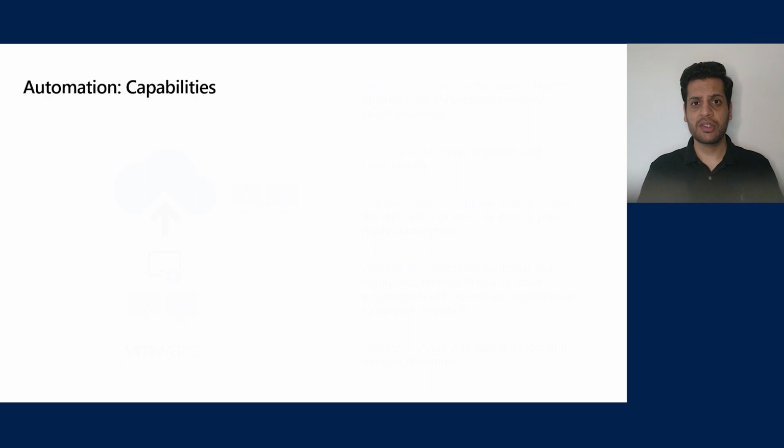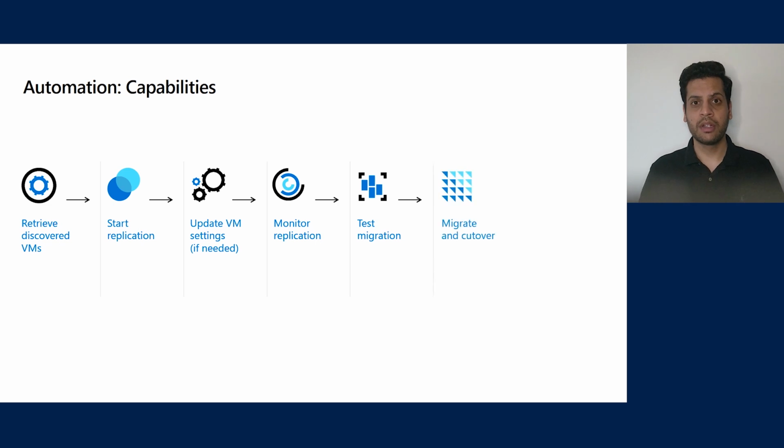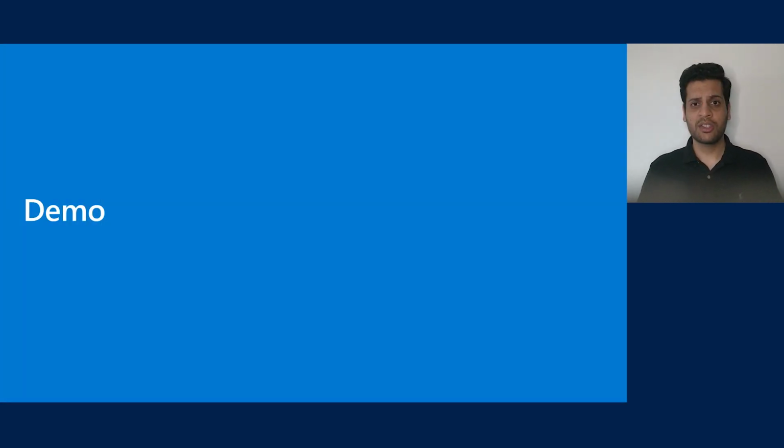Azure Migrate's automation is there to help you at every step of your migration journey. Using the automation, you can retrieve discovered servers and start replicating them. You can update VM properties if needed and monitor your replications. You can perform a test migration before you perform an actual migration. And once the VMs are migrated, you can stop replicating them and complete the migration process. So let's see these automation capabilities in action through a demo.